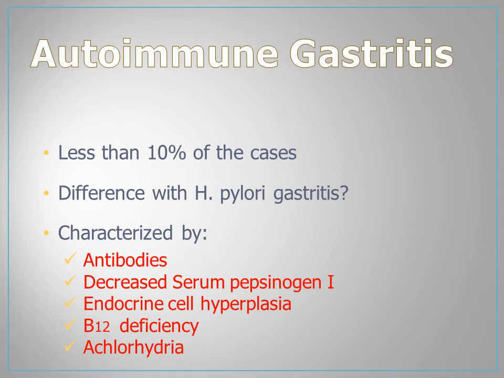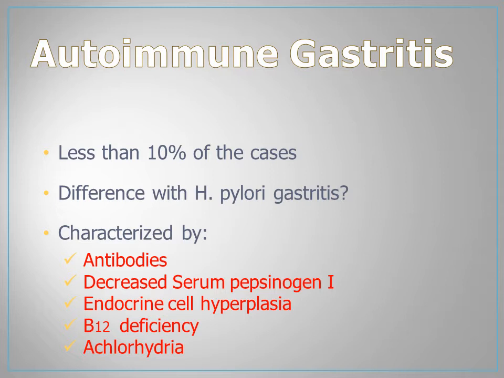Bismillahirrahmanirrahim. The next important type of gastritis is autoimmune gastritis, and this autoimmune gastritis accounts for less than 10% of the total cases of gastritis. If we compare it with H. pylori associated gastritis, in which there was involvement of the antral area, in autoimmune gastritis, the antral area is spared, that is not involved.